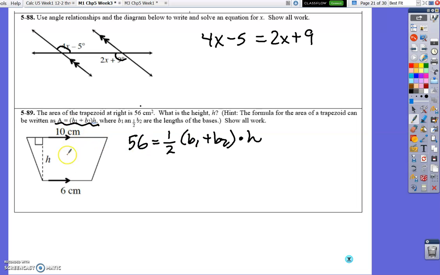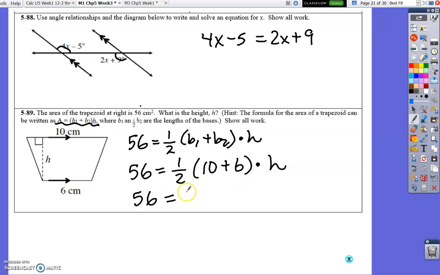And in the picture, I can see base 1 and base 2 are 6 and 10. So 56 equals 1/2 of 10 plus 6 times h. So 56 equals 1/2 of 16 times h. And I'll let you finish that. That's easy at this point, so good luck to you.